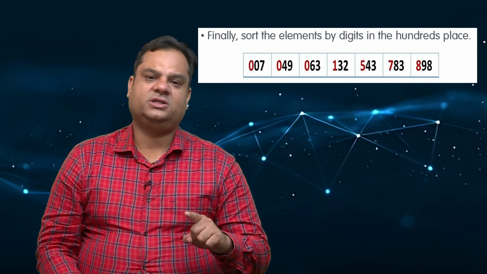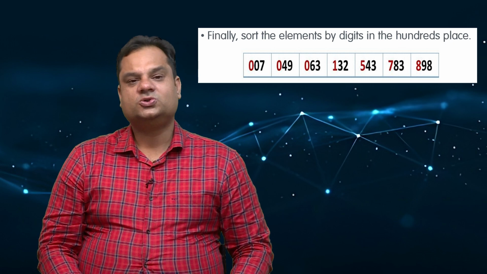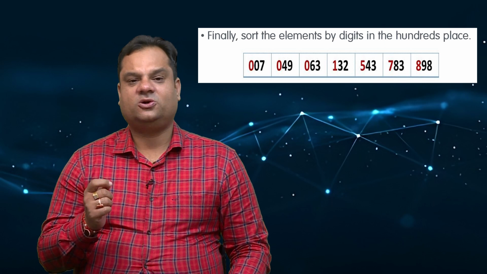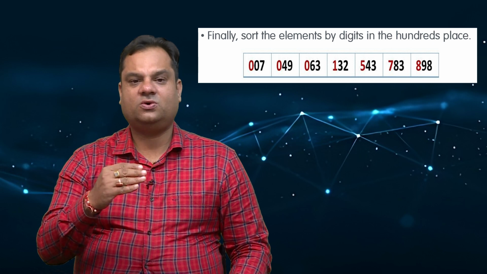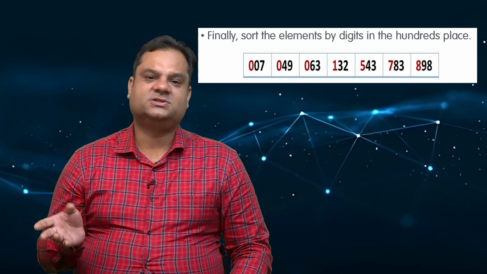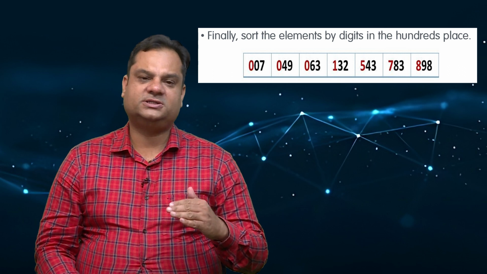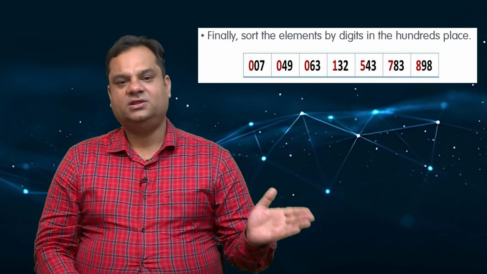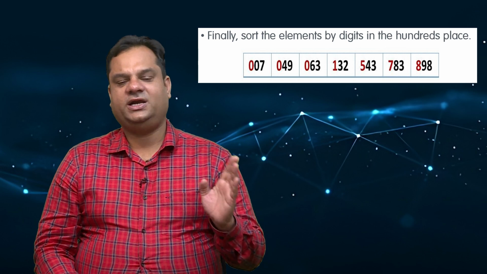Now here we focus on the last digit, that is the 100 place value, and this is our last loop also. So now focus on the last digit. This means the 100 place value as per the order. First we rearrange the 100 place data like 0, 0, 0, 1, 5, 7, 8. Now take all the prefix and postfix values and arrange your data, and the final output of this 100 place data is 007, 049, 063, 132, 543, 783, and the last one is 898.